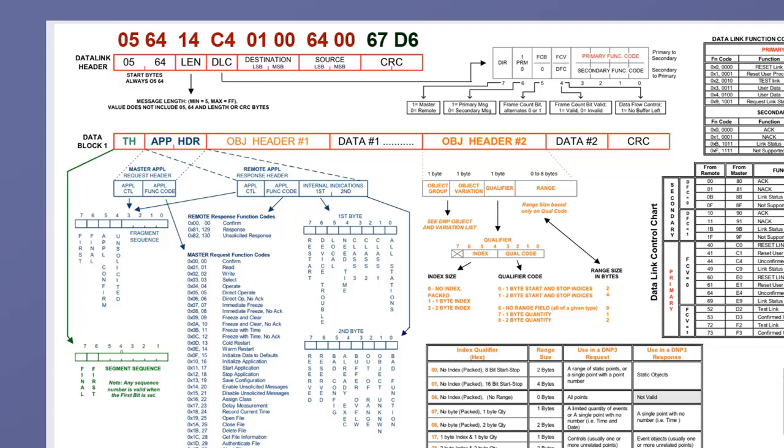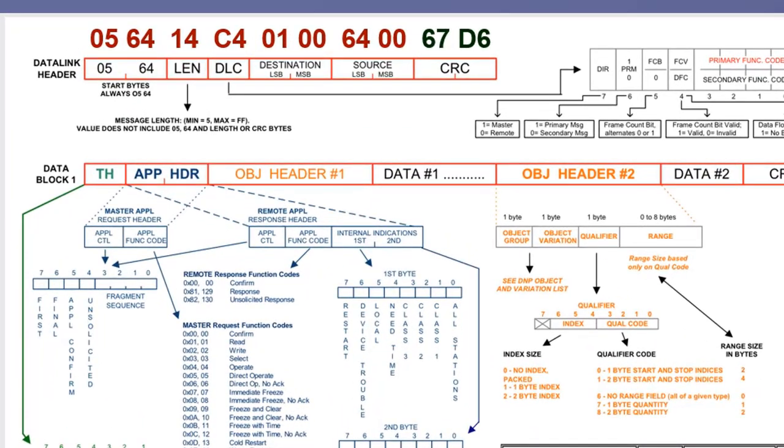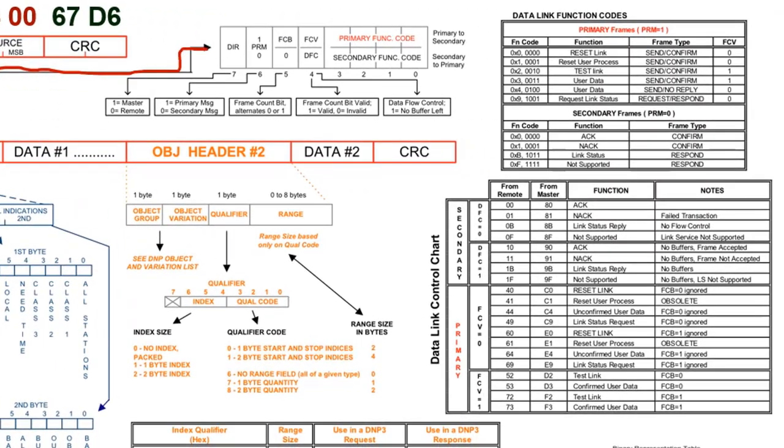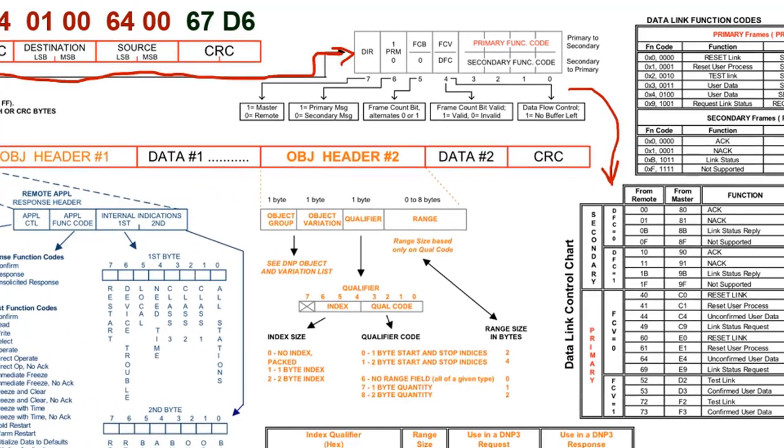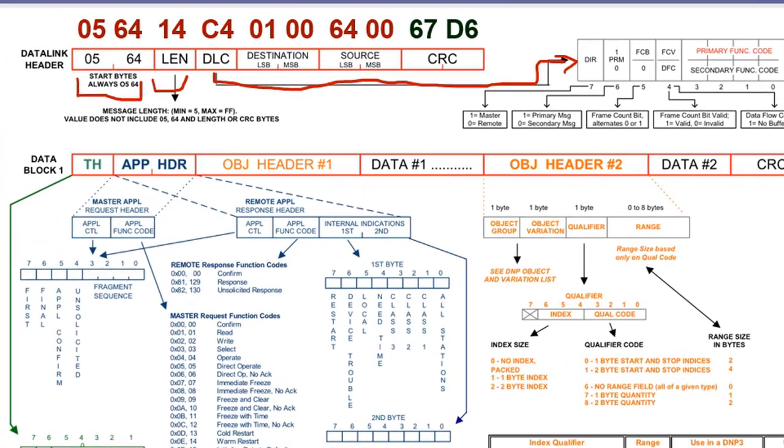Again, using the breakout sheet, we can see the start bytes 0564, we can see the length, we can see the data link control, and we can just follow this through to the appropriate table, which this table down here will allow us to break out what this C4 means. Then looking up top here again, we can see here's our address.